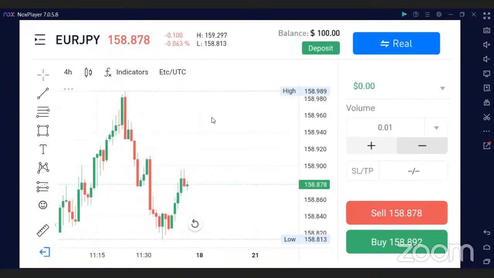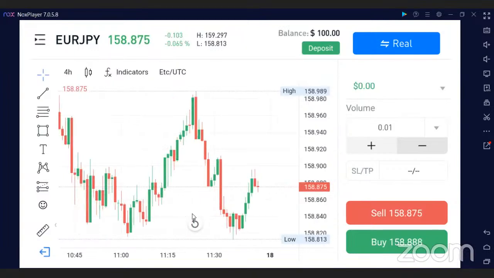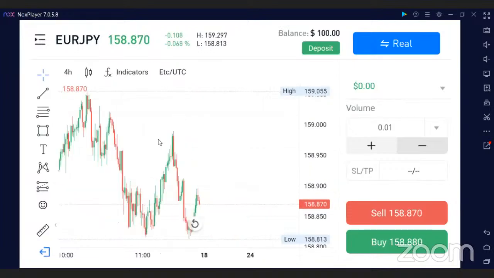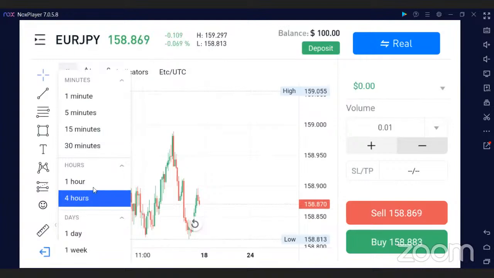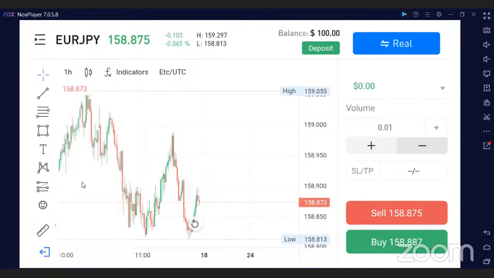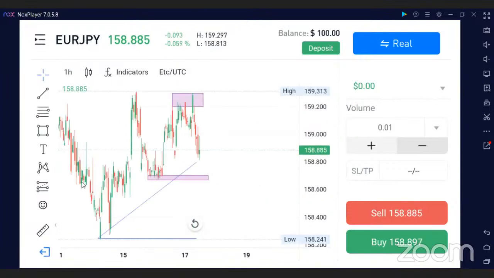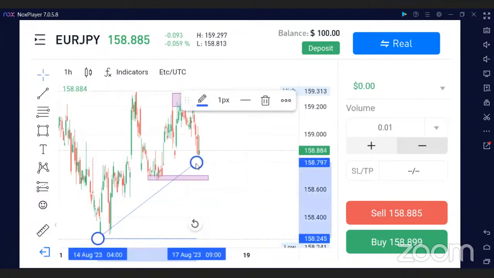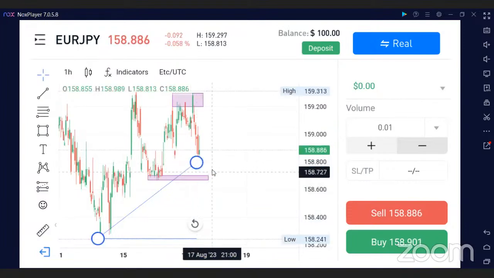sorry, I think I just zoomed out, so that's why you are seeing it like this. Let me zoom in again. Let's go back. Go back to 1 hour. So we can see it better from the 1 hour.